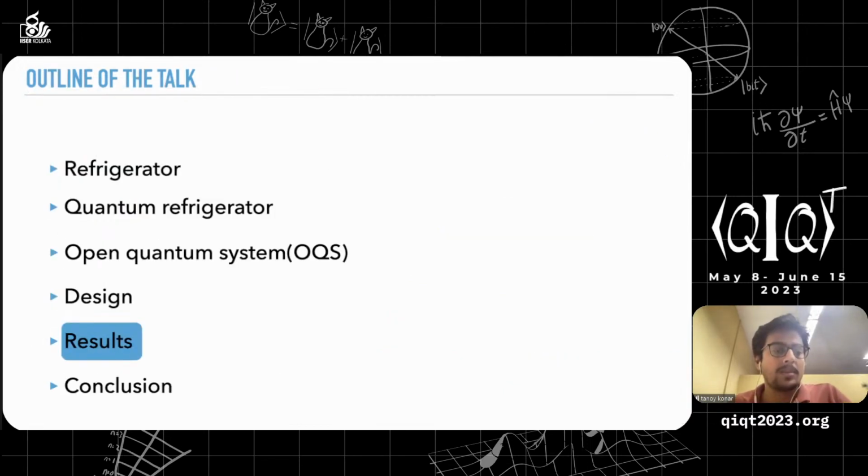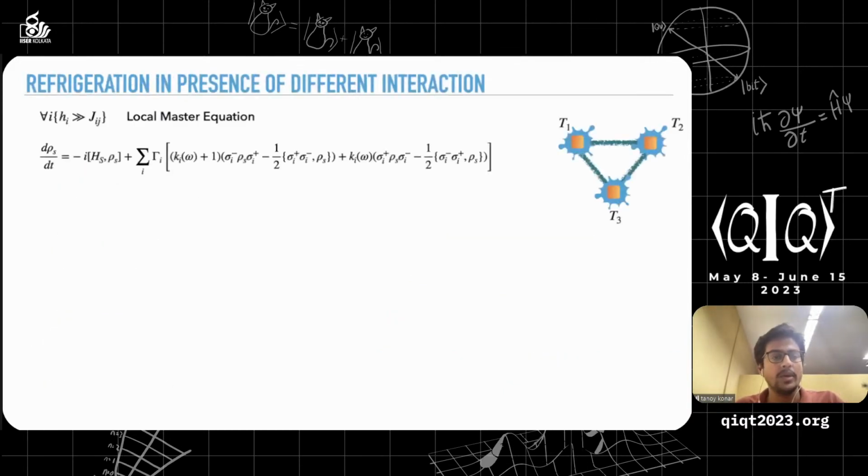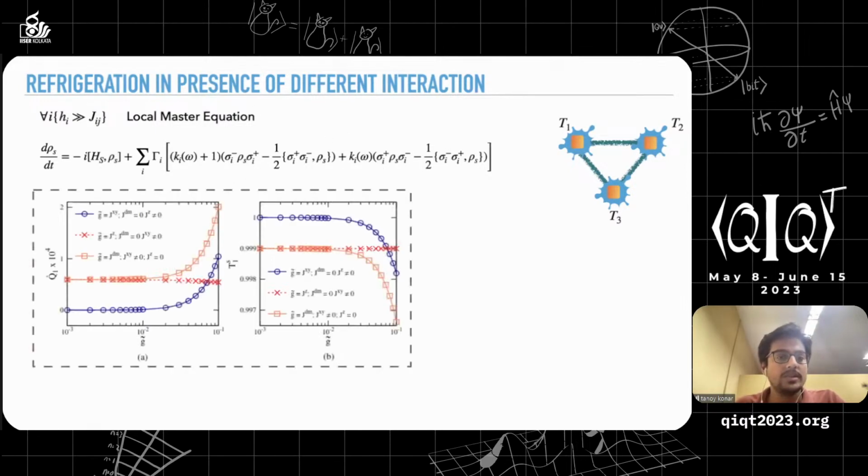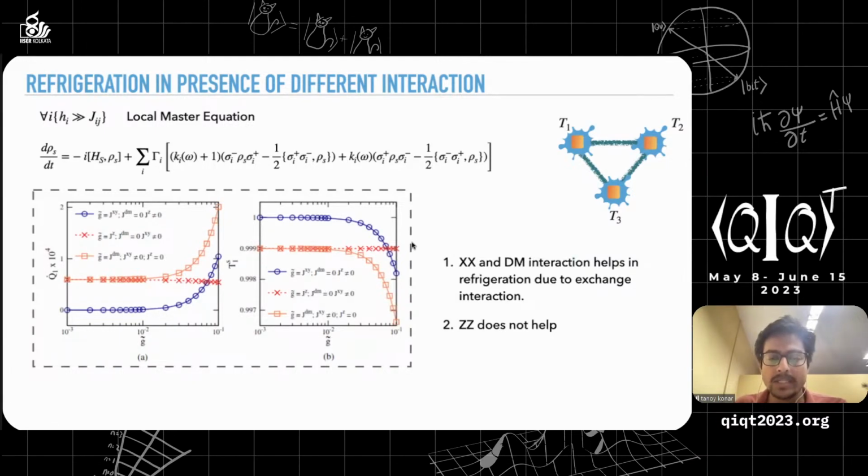So I will talk about our results. When we are using the local master equation, that is H is greater than Jij, in that scenario, this will be our master equation. And then we check the target system temperature and the heat current. We see that this red one is a ZZ interaction, which does not help in refrigeration. So by increasing the interaction strength, the refrigeration does not change. It is always constant.